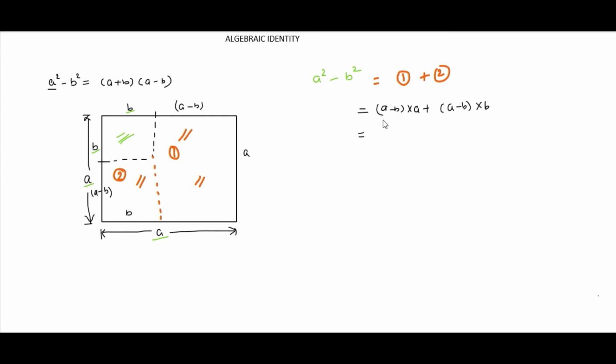We can take out the common term a minus b from this equation, and we will be left with a plus b, and we can also write it as a plus b into a minus b. This is how we can prove this identity a square minus b square equal to a plus b into a minus b. In the coming videos we will see the application of this identity.